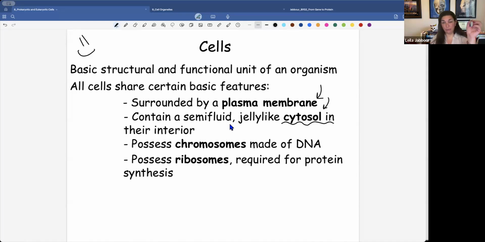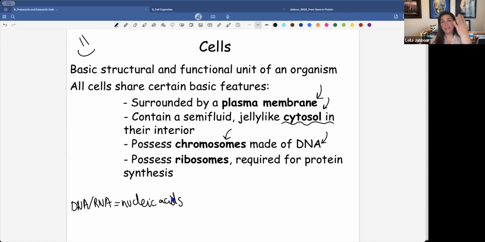All cells, no matter what kind of cells they are, and we're looking at two types of cells in this chapter, but all cells share that they all contain chromosomes that are made of a molecule called DNA. DNA and RNA are nucleic acids.